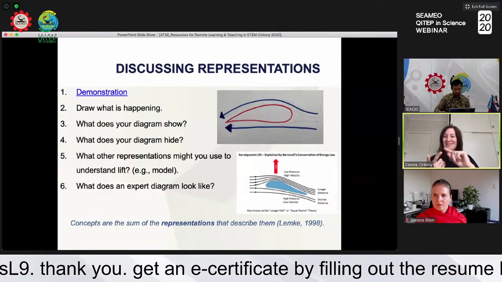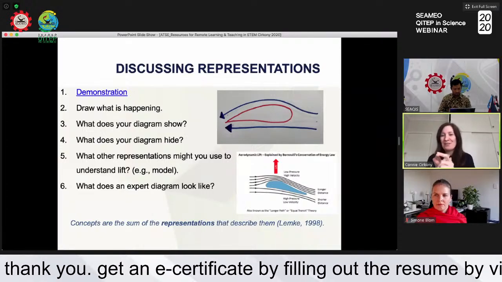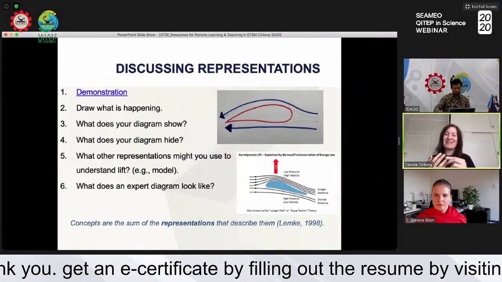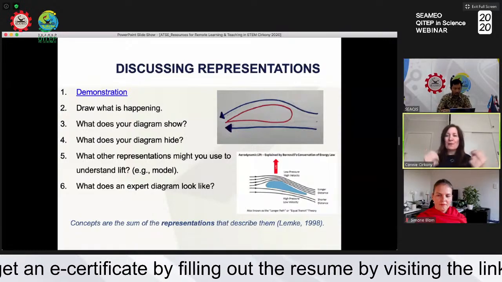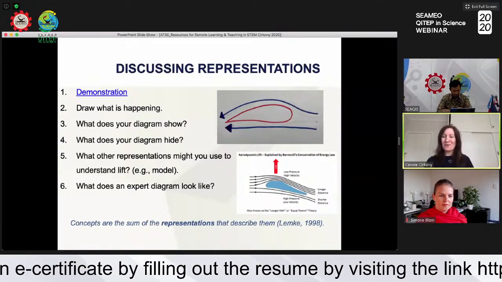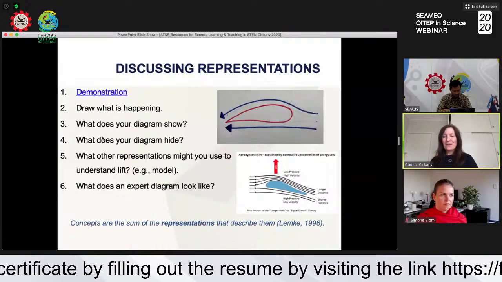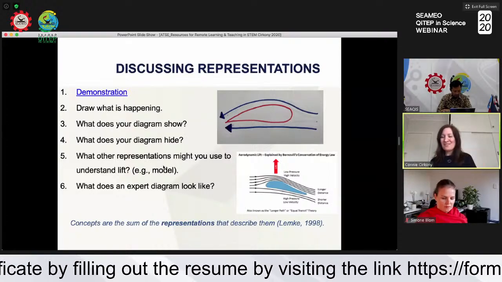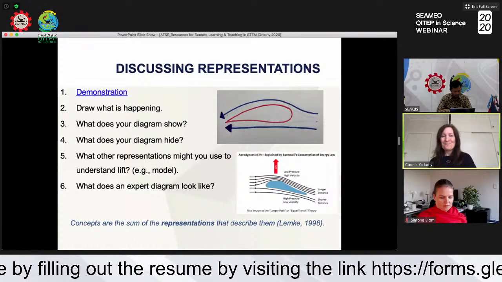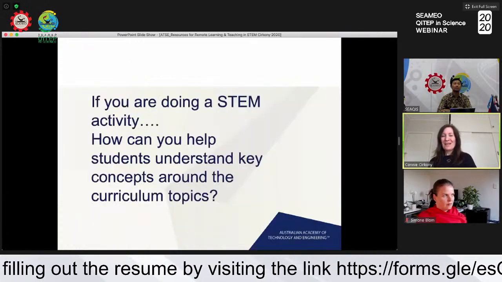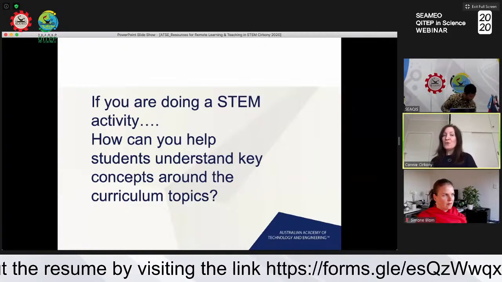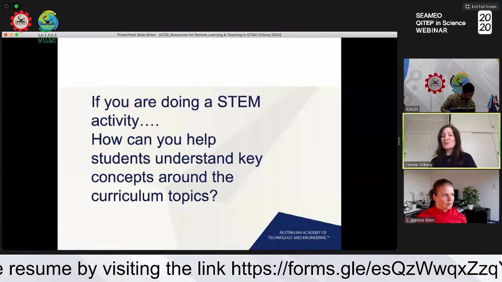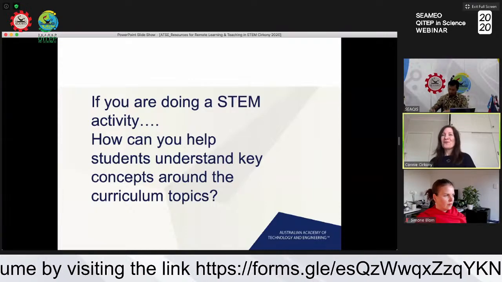So it is that three-dimensional demonstration. It is the drawing. It is the gestures. It is the role play. Each time it tells you a little bit more about that concept, and students develop a really strong understanding of a concept through these representations. Okay. So applying this to a STEM activity, how can you help your students understand key concepts around the curriculum topics?